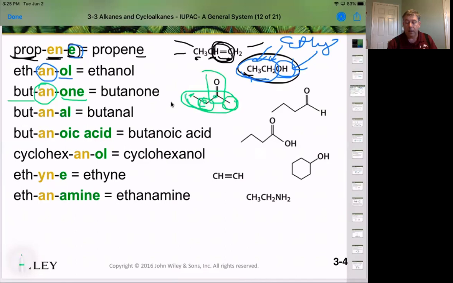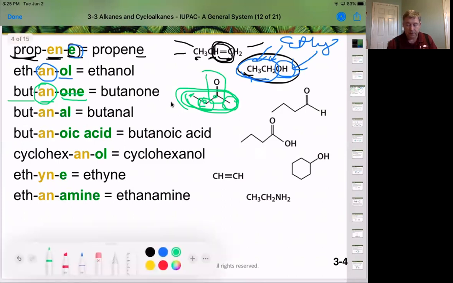So our prefix is our number of carbons, "but." Our infix is the fact that we don't have any double or triple bonds, and "one" tells us we have a carbonyl with 2 carbons bonded to it. So it's butanone, okay? So let's look at this compound now here.